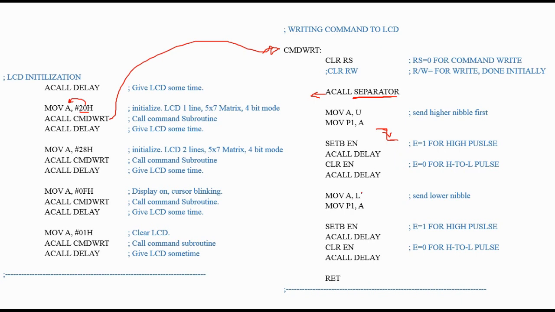Now L contains the lower nibble. Move that lower nibble into A and the content of A onto port P1. In this way the lower nibble, which was 0, will move to the LCD. As we have made RS equal to 0, that will be treated as a command. And again after sending, toggle enable and return, return at this place, where ACALL delay was called.